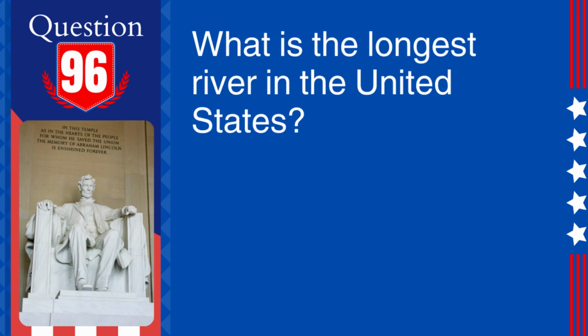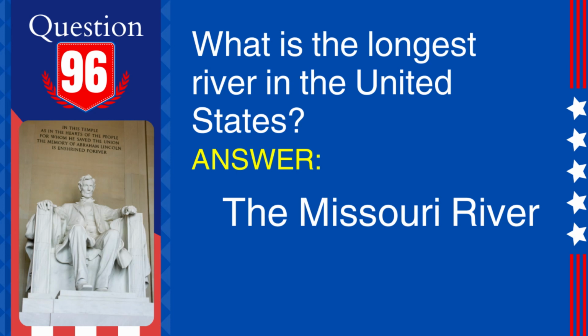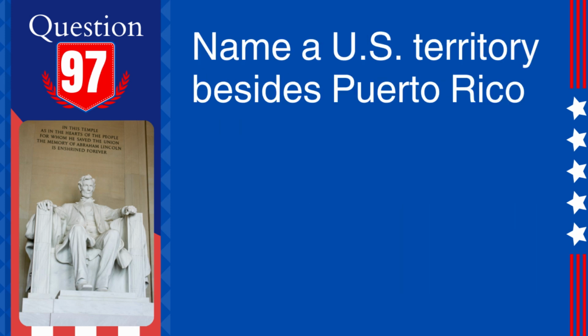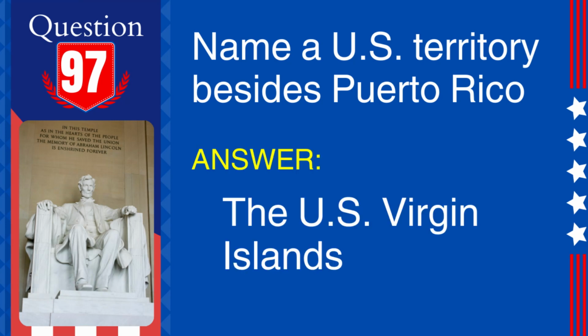96. Question: What is the longest river in the United States? Answer: The Missouri River. Explanation: The Missouri River, a tributary of the Mississippi River, is the longest river in the United States. 97. Question: Name a U.S. territory besides Puerto Rico. Answer: The U.S. Virgin Islands. Explanation: The U.S. Virgin Islands are an unincorporated territory of the United States, located in the Caribbean Sea.